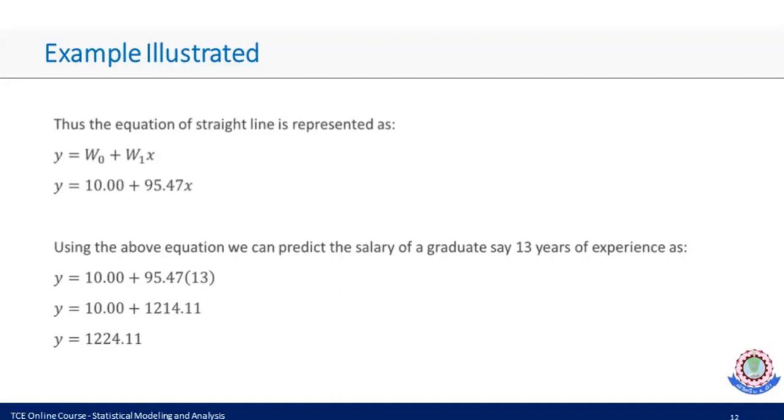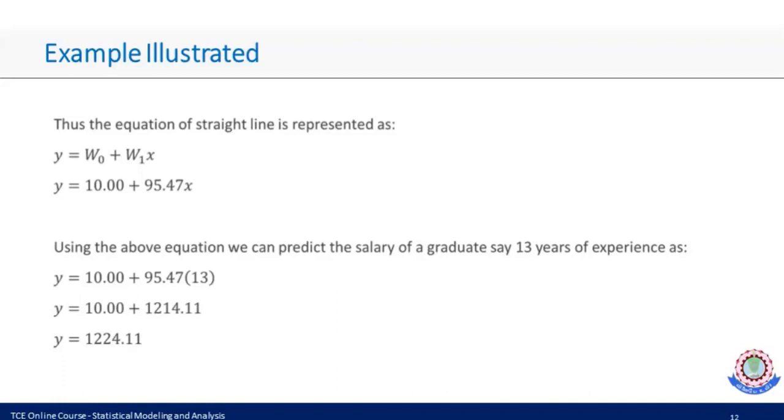So now represent the same in the equation of a straight line, which is y is equal to W0 plus W1 into x, and here I am substituting the values: y is equal to 10.00 plus 95.47 into x. So here x is the value which I can determine and I can predict with respect to the salary of an employee if the years of experience is known.